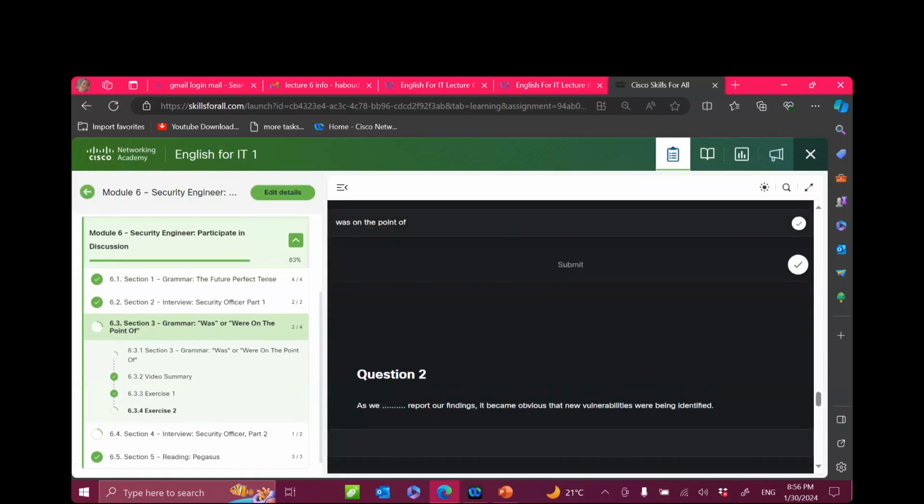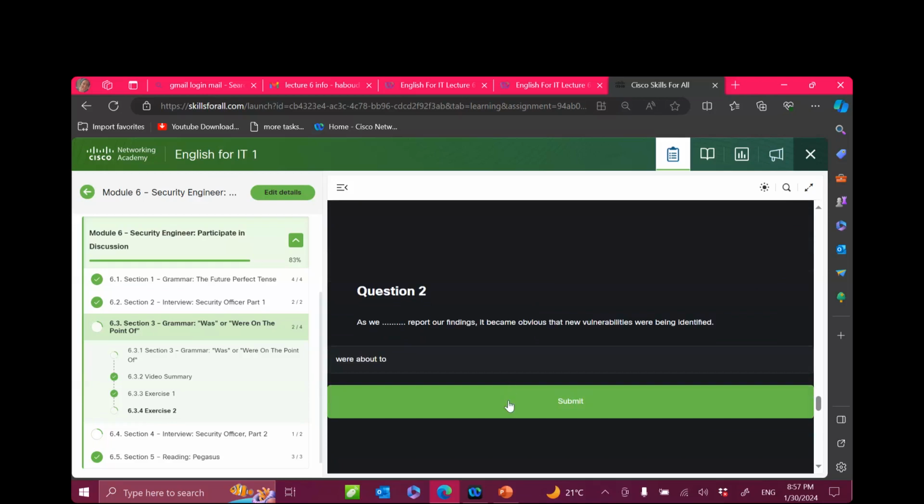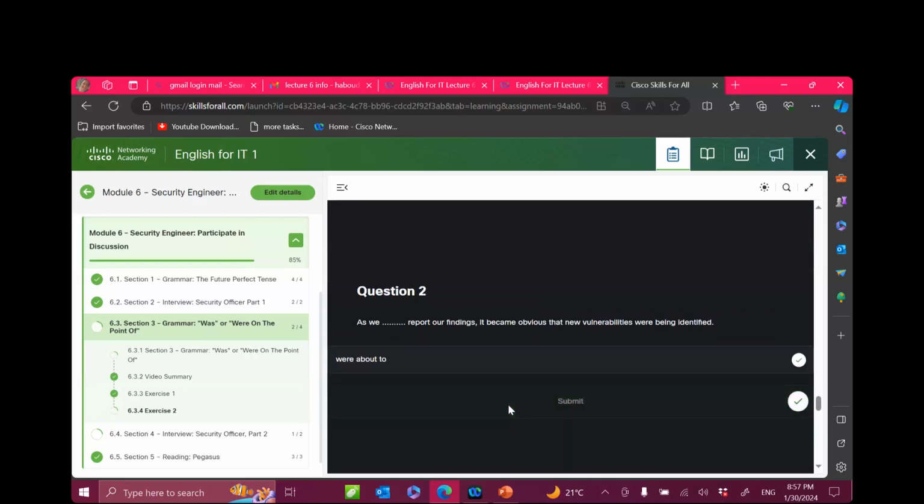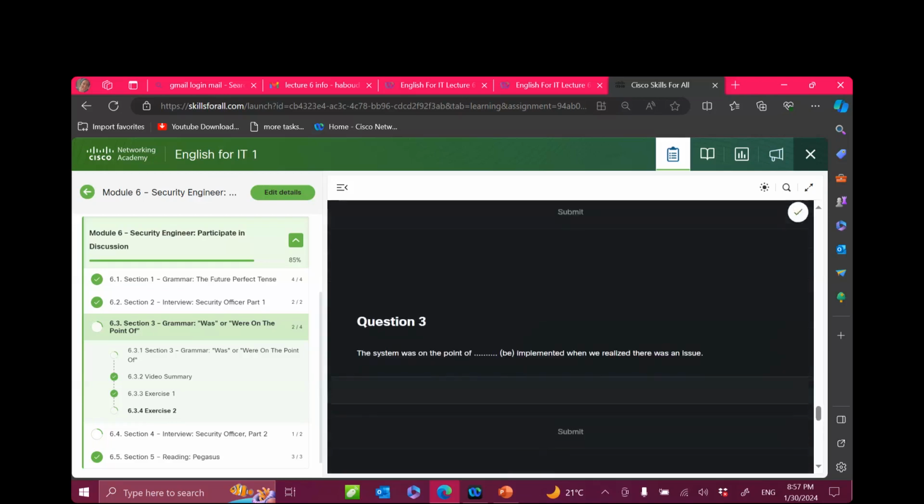Question 2. As we report our findings. طيب I have the verb in a report. Report infinitive. As we were about to. Excellent. Because I have infinitive report. Okay.